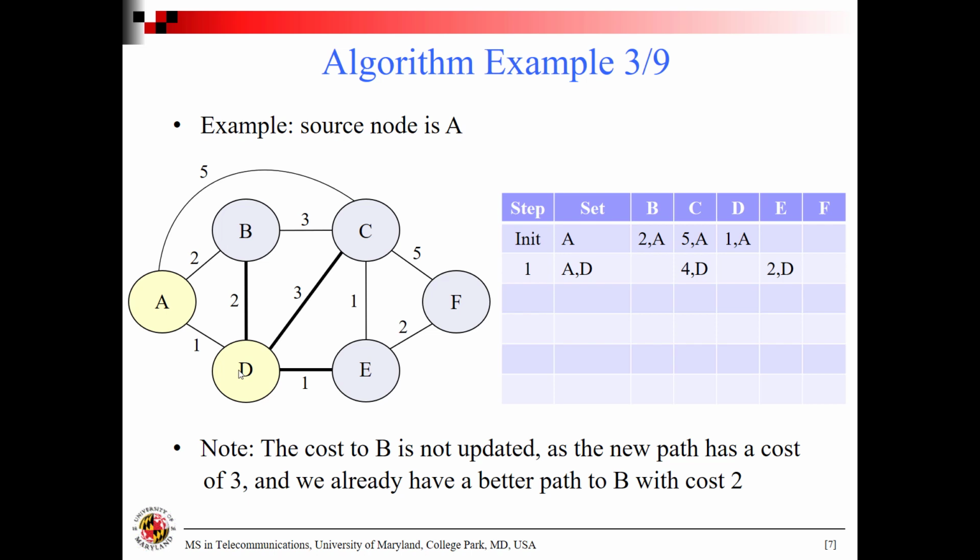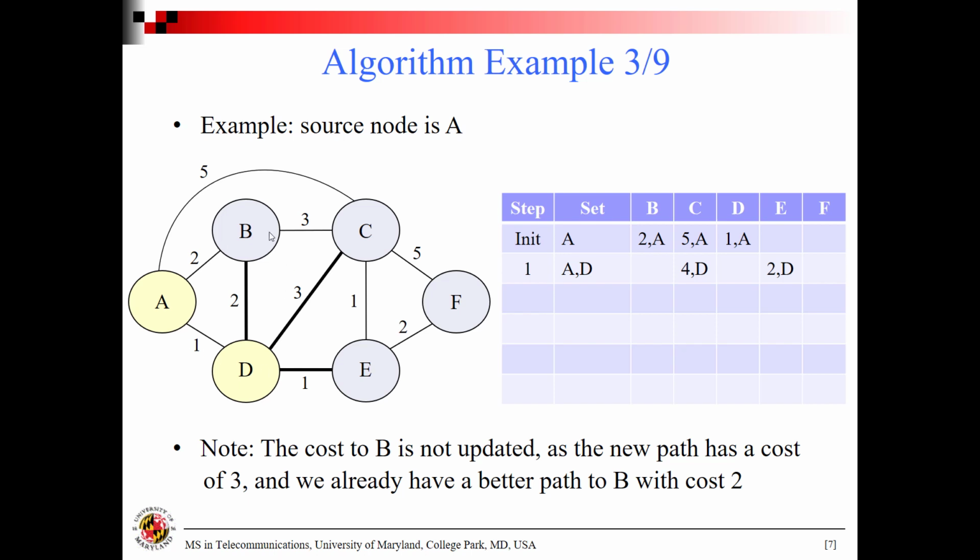So node D has 3 neighbors which are not in the set. Of course, A is a neighbor of D, but it's already in the set. So it's kind of out. We have to ignore it. Whenever you put a node in the set, you don't do anything with it afterwards. It kind of disappears from your computations after that point.